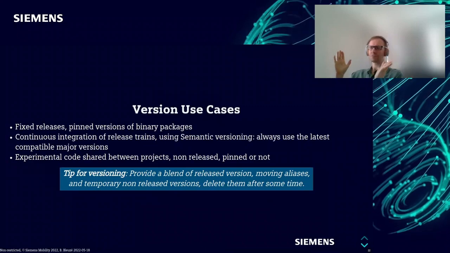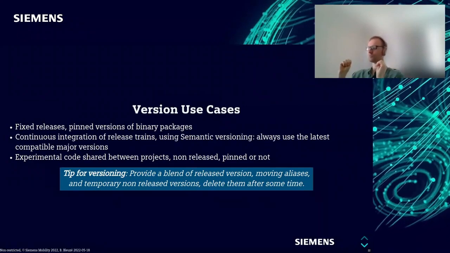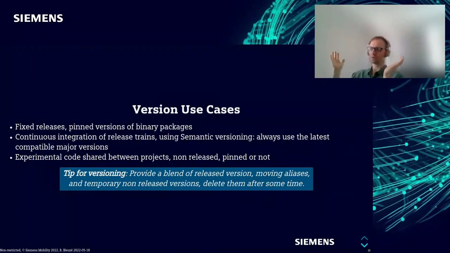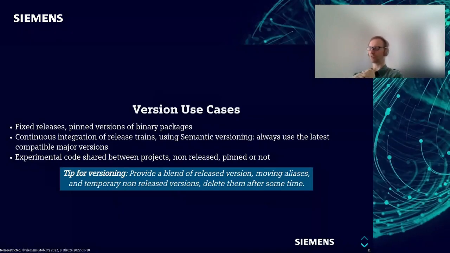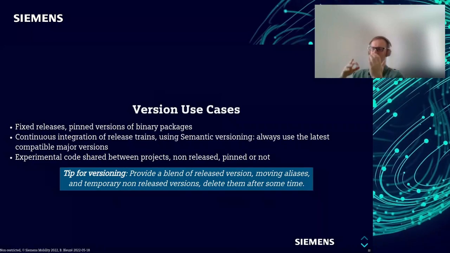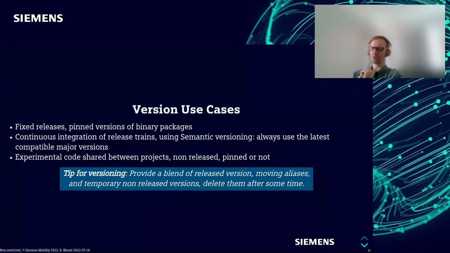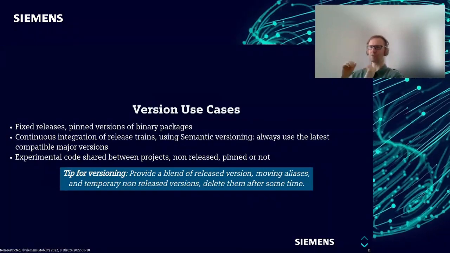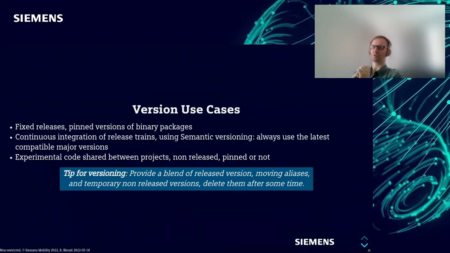So the first use case is you have fixed releases. You know that you have a certain state in your software, you've tested it very thoroughly, it's gone through some validation process that is not just your unit testing, but any validation you can think about. And so you pin those versions, they're there to stay, they're, let's say, etched in stone, they are fixed releases, first case. Then you can use continuous integration of release trains.